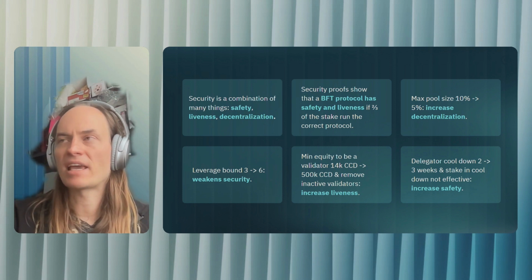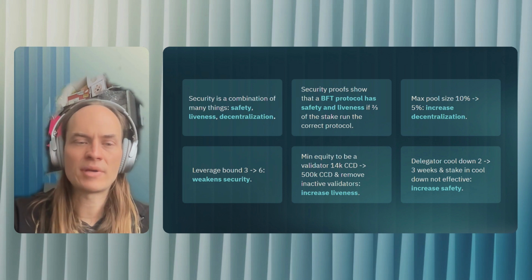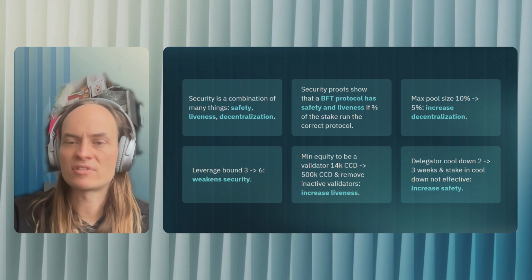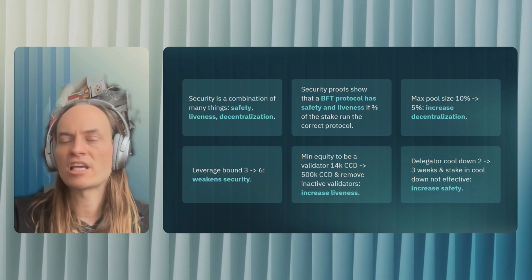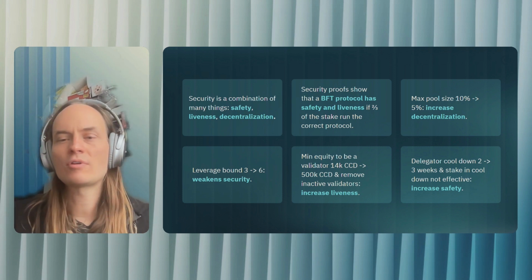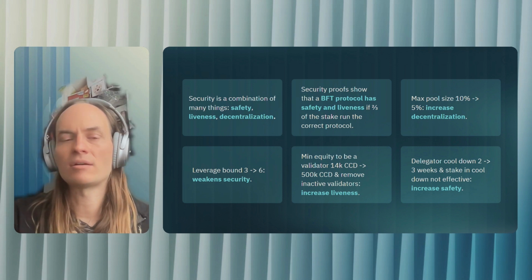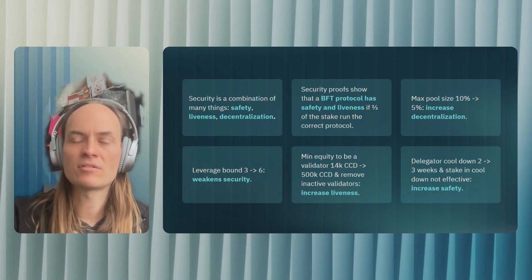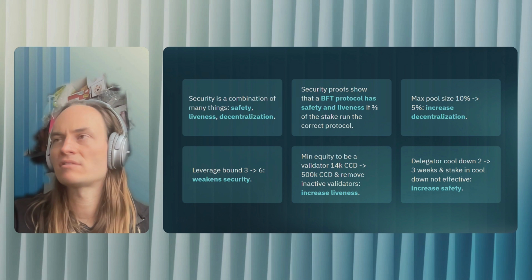That second change again requires a protocol update. It has not been implemented yet. It should come in 2024 at some point. All other changes, which are just a change of parameter, cooldown from 2 to 3 weeks, minimum equity from 14K to 500K, all that will be done with a parameter change, which will be a transaction. It has already been submitted to the chain and it'll go live on December 7th.